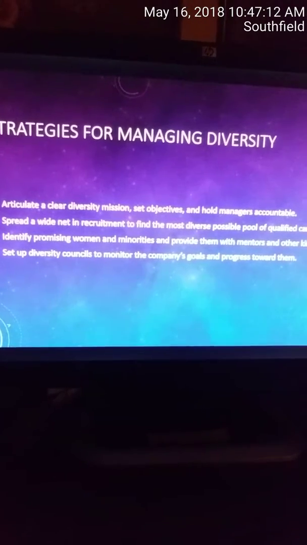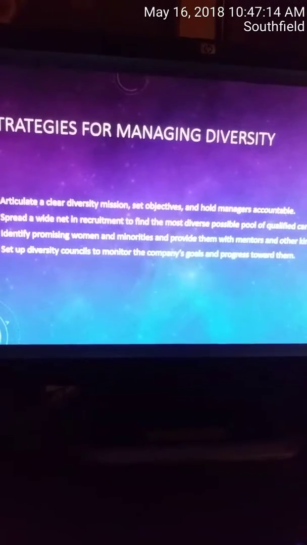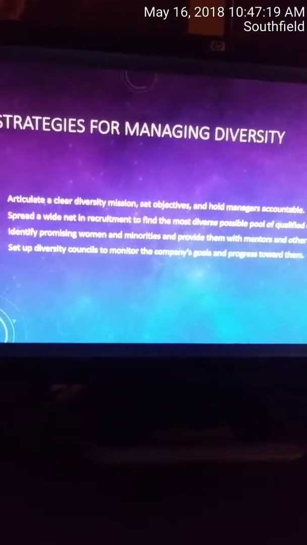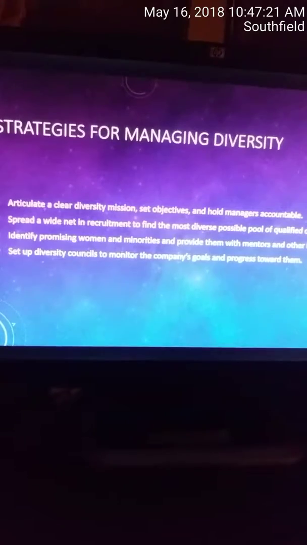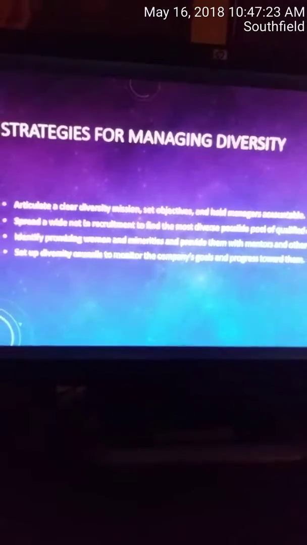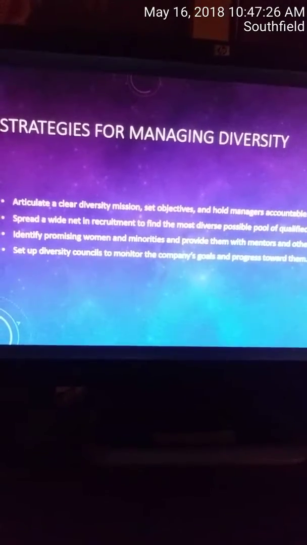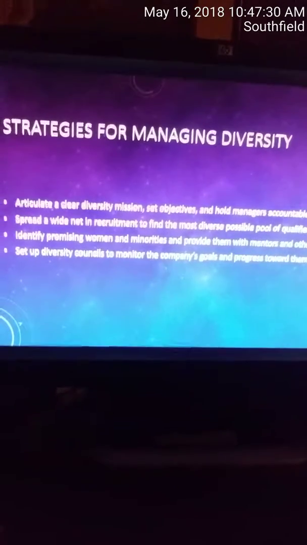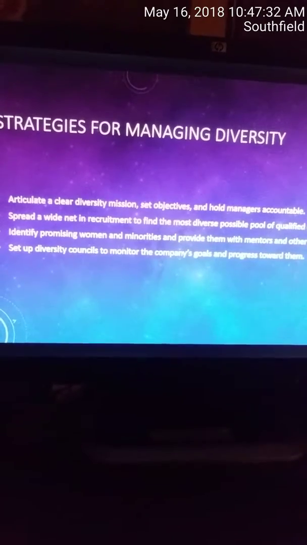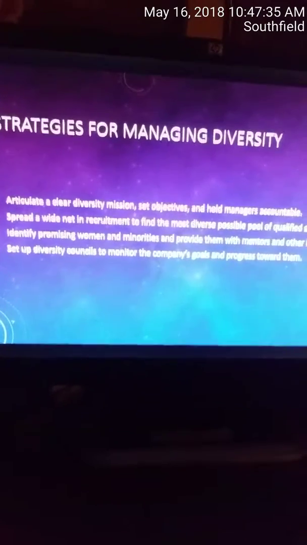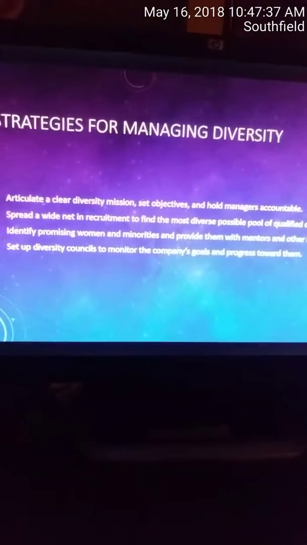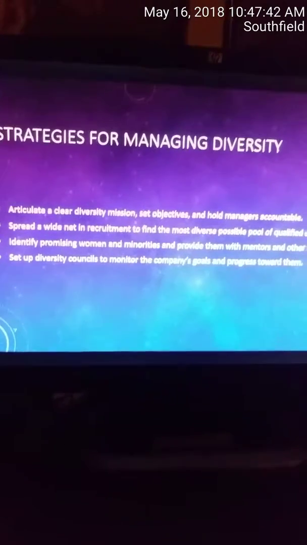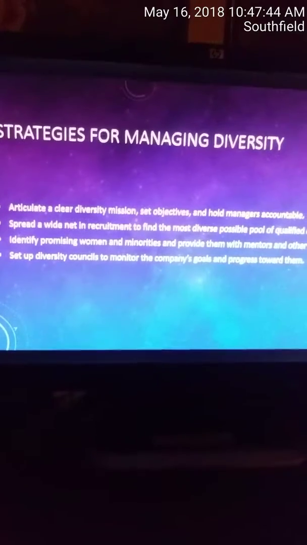Also, spread a wide net in recruitment to find the most diverse possible pool of qualified candidates. Management, I can't stress this enough. Stop limiting your organization when recruiting. You have to open up recruitment to everyone, because your pool of diversity of qualified candidates depends on it.